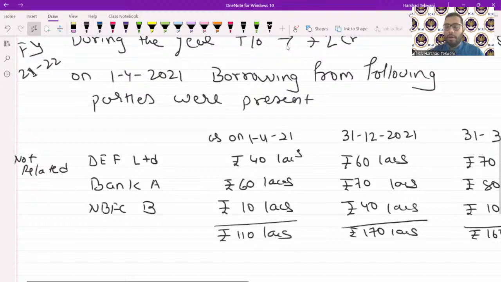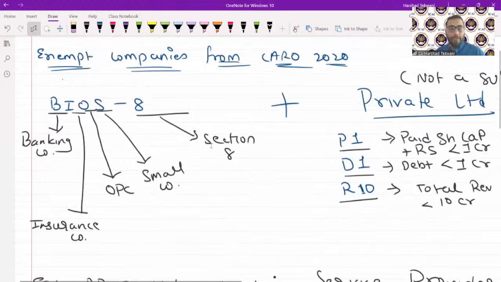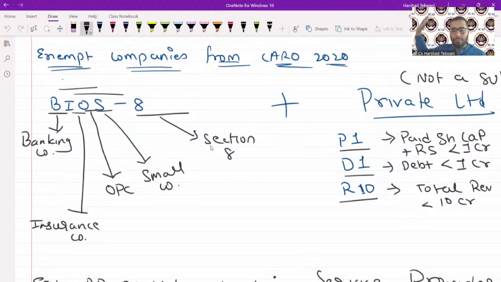So yes, this will not be applicable. Reason because what I need to first check is whether it is from this category or not. First, I'm required to check BIOS 8. If it is BIOS 8, directly out, not applicable. Even though if it is satisfying the conditions of private limited or any other company.